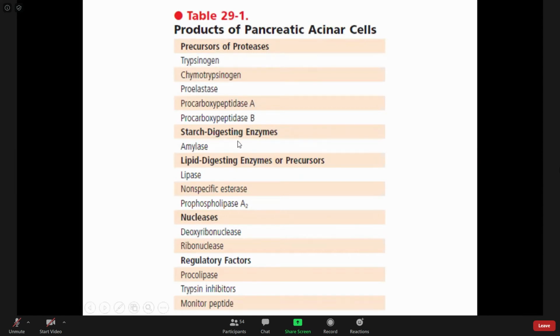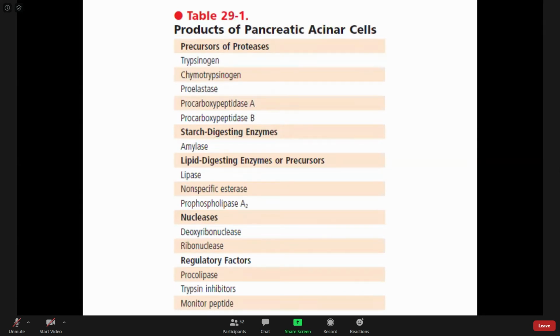Then there are the starch digesting enzymes, that is the pancreatic alpha amylase. There are the lipid digesting enzymes also: lipase, nonspecific esterase, and prophospholipase. There are the nucleases, which digest deoxyribonucleic acid and ribonucleic acid. And there are different regulatory factors: procolipase, trypsin inhibitors, and monitor peptides.